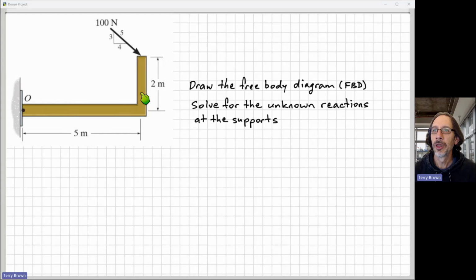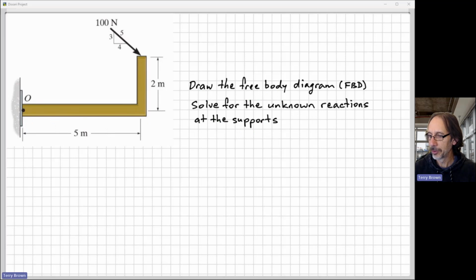It's just a simple beam-like structure or component built into a wall over here at the left at point O, and we've got a force here of 100 newtons acting at an angle indicated by our 3-4-5 ratio triangle as shown. And we need to solve for the unknown reactions at the supports. Well, there's only one in this case. And we're told to draw the free body diagram, which of course we shouldn't need to be told to do.